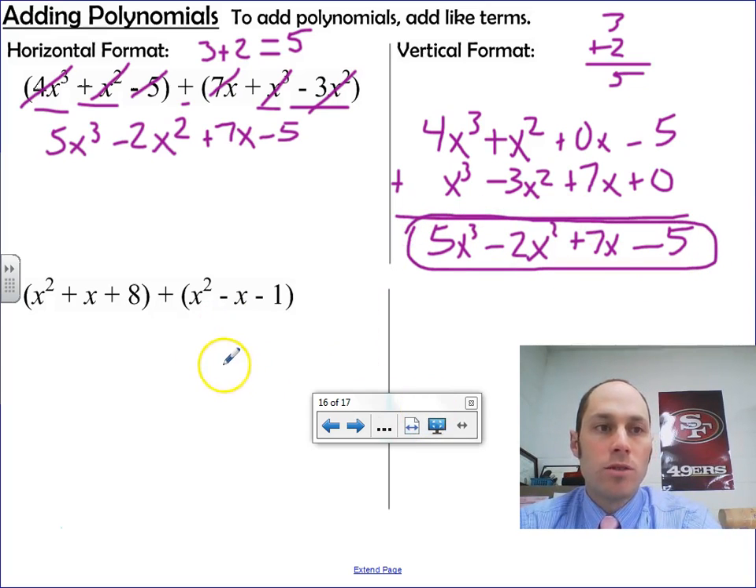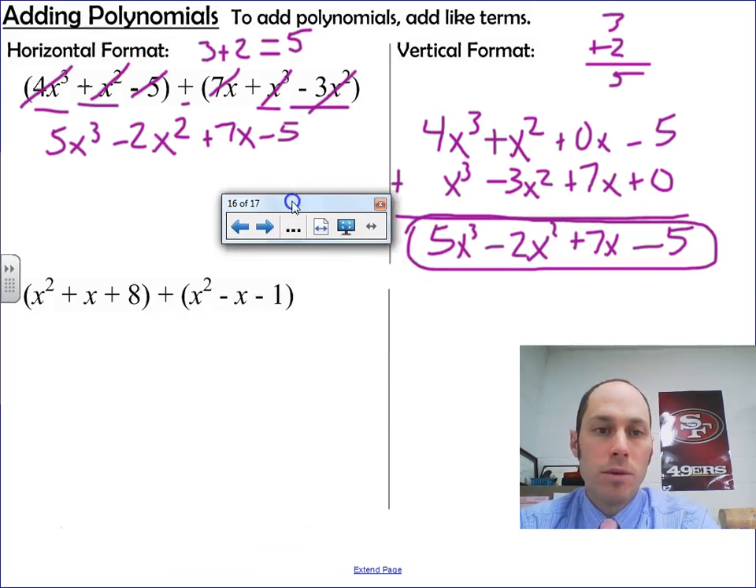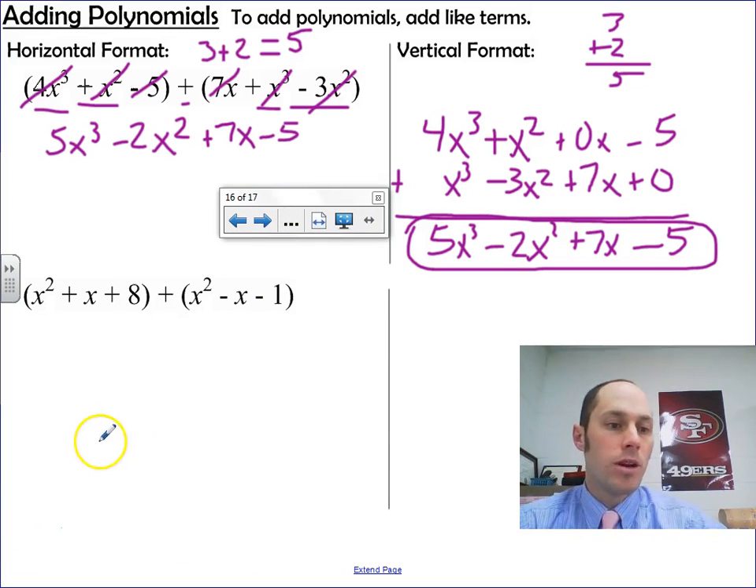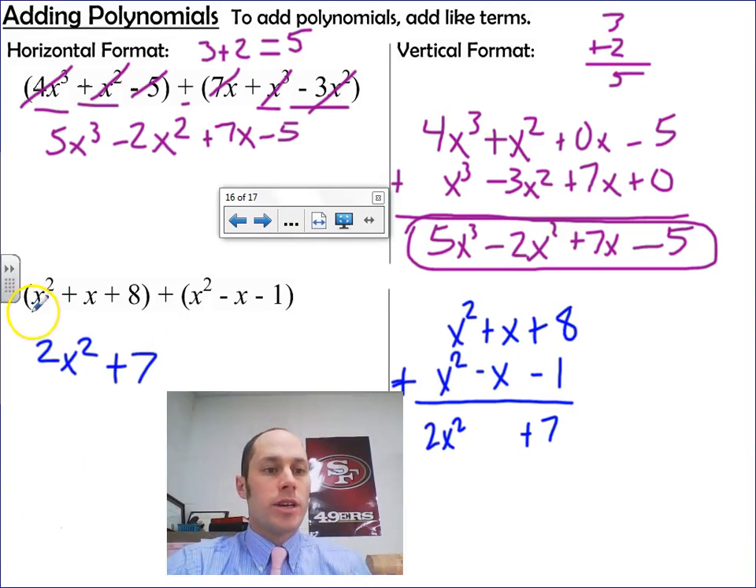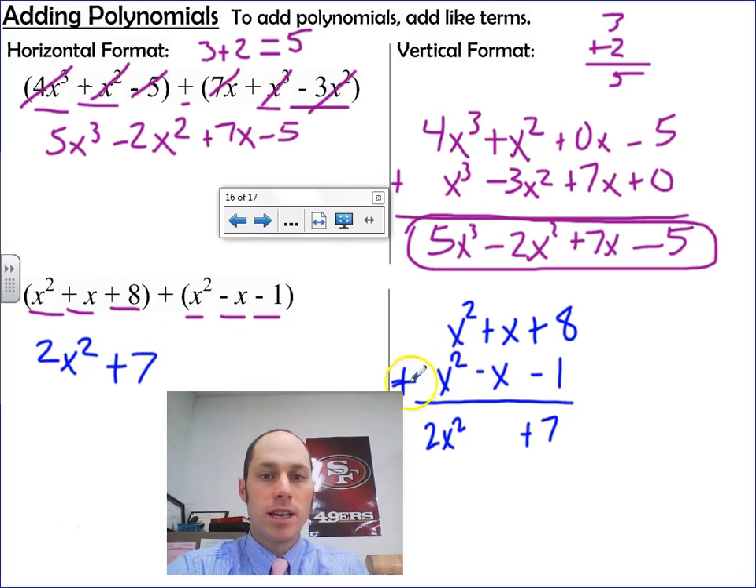So try the next one on your own. Choose horizontal or vertical, or maybe try both. Start the video when you're ready. Okay, so I get 2x squared. I add the x squareds. Positive x and negative x cancel out, and 8 plus negative 1 is 7. See, when I line them up, I get the same thing.